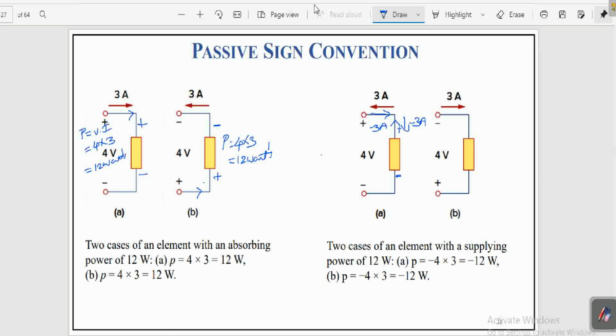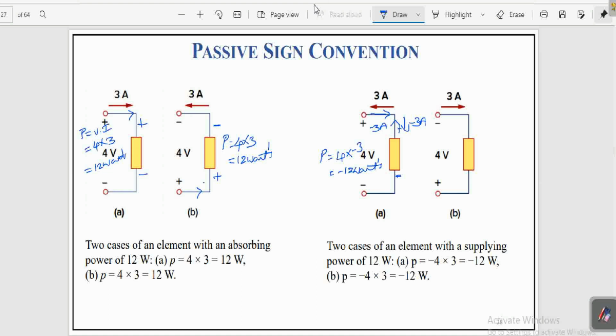So now let us find power. The power is equal to voltage into current. Current is minus 3 with respect to the passive sign convention. So what are we getting? Minus 12 watts. Now the power is negative, so we can say that this element is delivering or generating power.